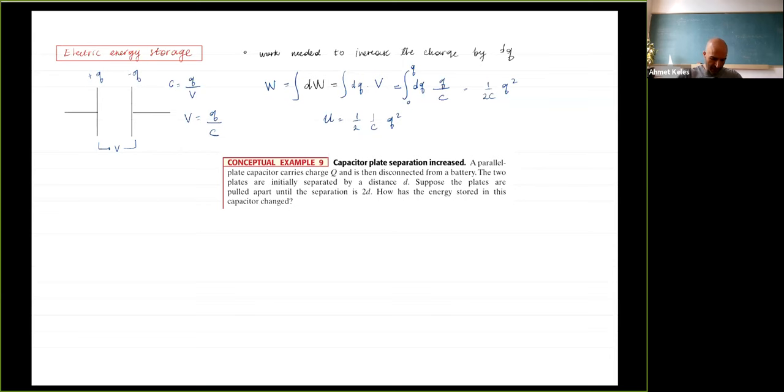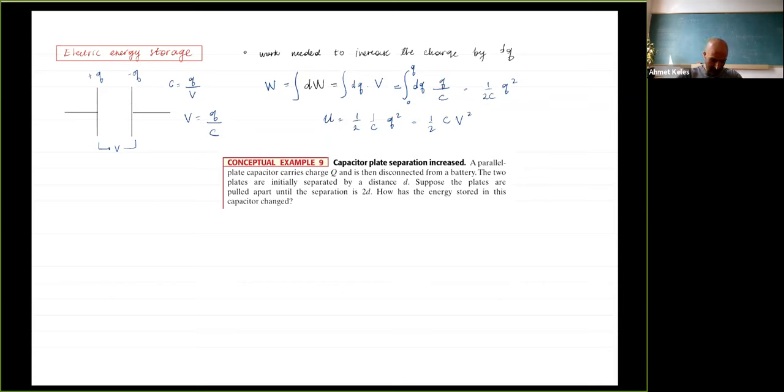By using this relation, I can put what I obtained in different forms. For example, I can multiply this with C and divide by C, and I will get something like 1 over 2, C squared times Q over C. Q over C is equal to V. So it's going to be C squared, this is V squared. So this is 1 over 2 C times V squared.